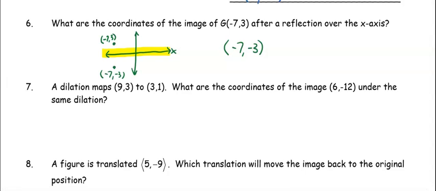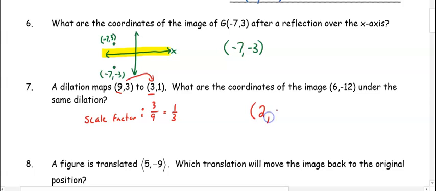In number 7, a dilation of 9, 3 maps to 3, 1. What are the coordinates of the image of 6, -12 under the same dilation? So if I want to look for my scale factor, I can take a coordinate from the new point over a coordinate from the old. So I'm comparing the x coordinates, which is 1/3. So I'm going to multiply the coordinates 6 and -12 by 1/3. So my new point would be 2, -4.